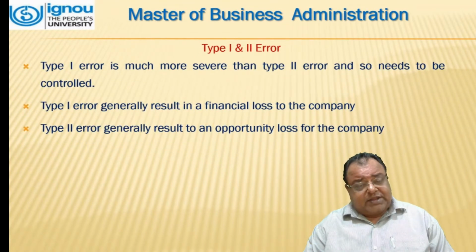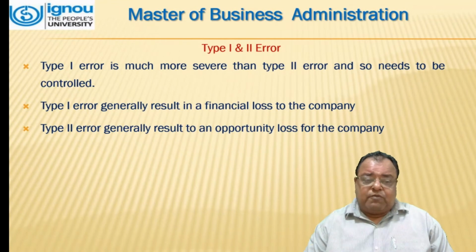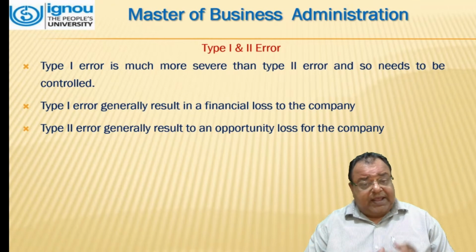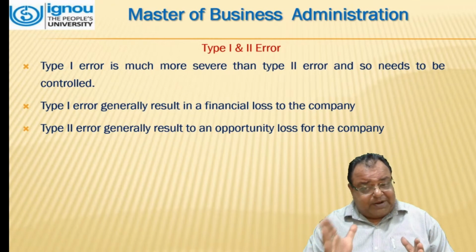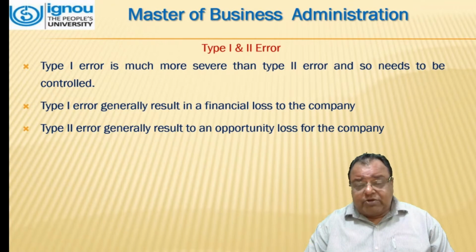Type 1 error is much more severe than type 2 error, and so needs to be controlled. Type 1 error generally results in a financial loss to the company, and type 2 generally results in opportunity loss for the company.